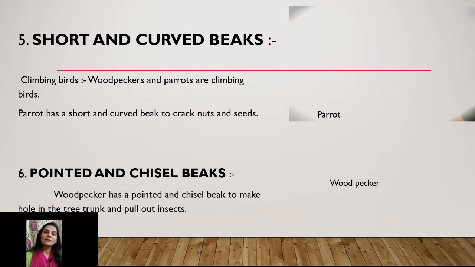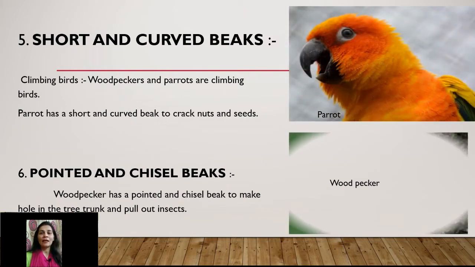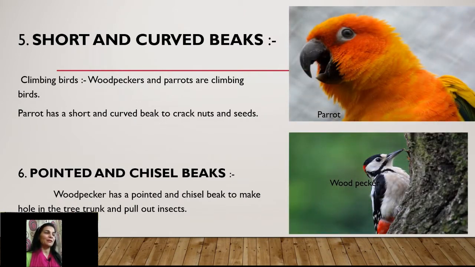Example, sunbird and hummingbird. They are having long and pointed beaks. Next one, short and curved beak. Climbing birds. What are climbing birds? Those that can climb on the tree. Good. And examples are here, woodpecker and parrots. They are climbing birds. Parrot has a short and curved beak to crack the nuts and seeds. Okay, because parrot eats nuts and seeds.